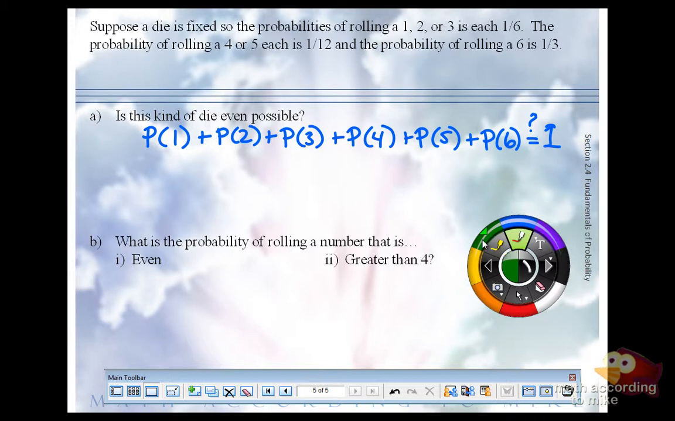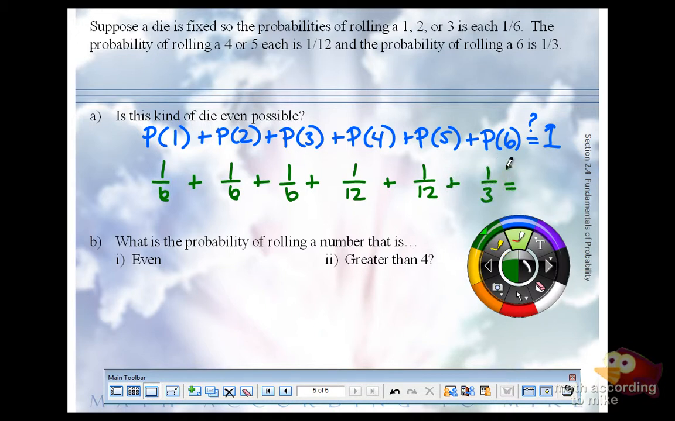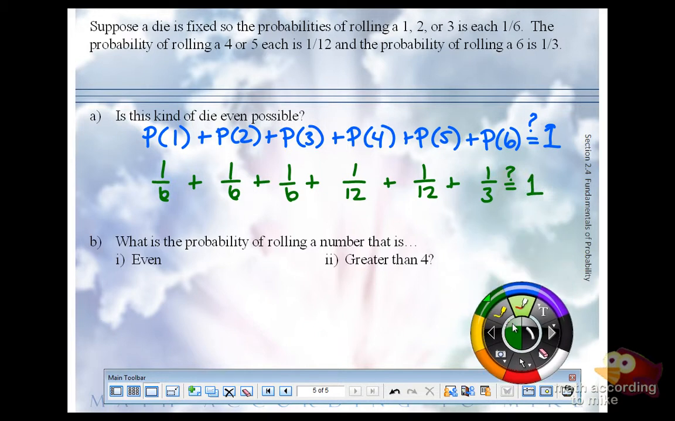What is the probability of a 1? A 2 and a 3 are the same. 4 and 5 are each a 12th. And 6 is 1/3. So does 1/6 plus 1/6 plus 1/6 plus 2 times 1/12 plus 1/3 equal 1?